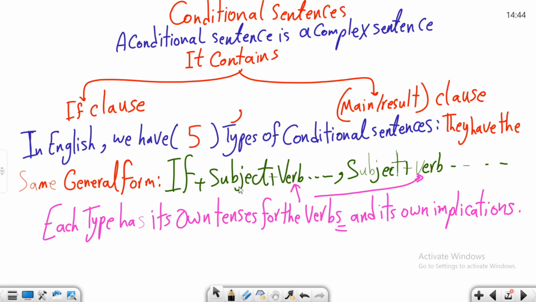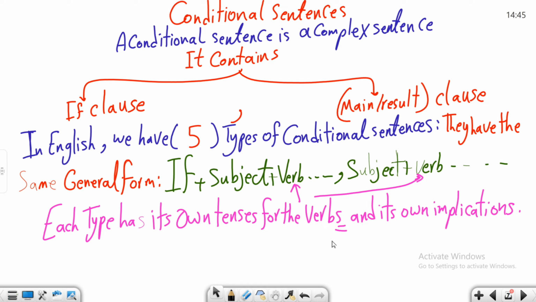We have if, subject, verb, and then here we have the complement of the clause. And we end this clause with a comma, as you see. And then, my friends, we have the main clause, which is made up of subject, verb, and the complement of this clause. And the difference between all of these 5 types is only the tense of the verb, which, again, my friends, doesn't rely only on the time of the verb.